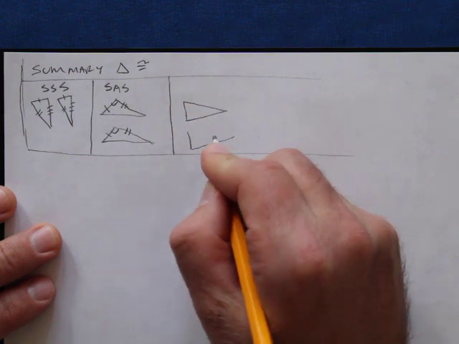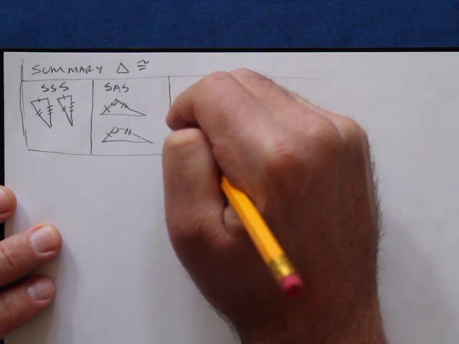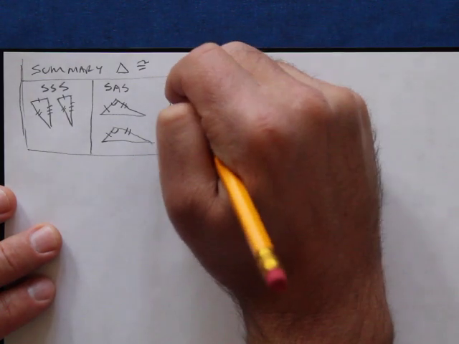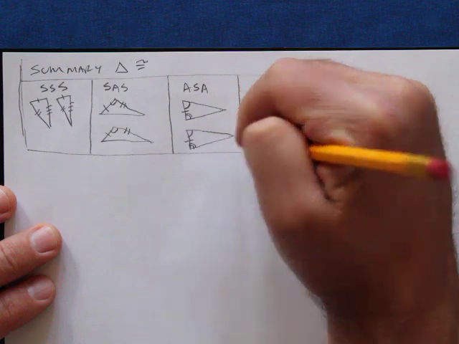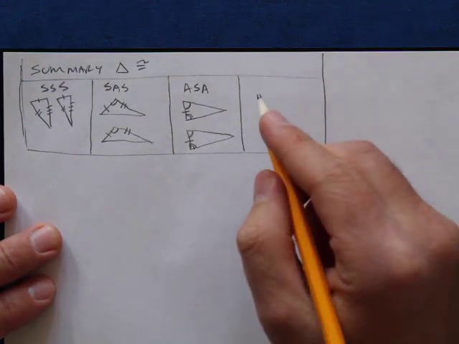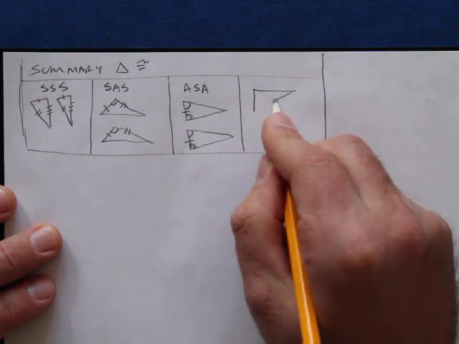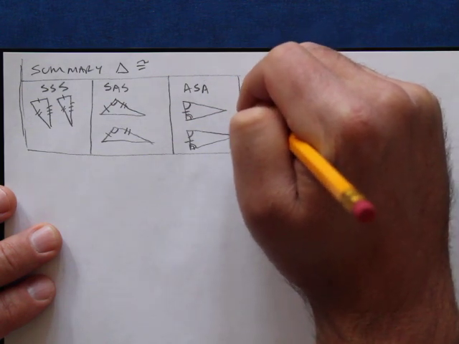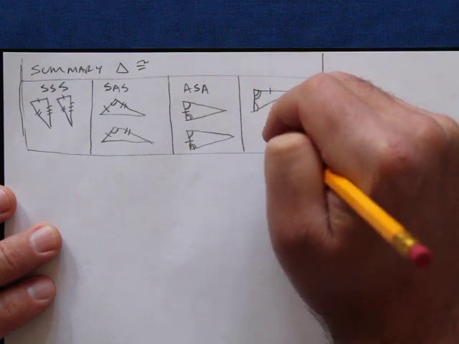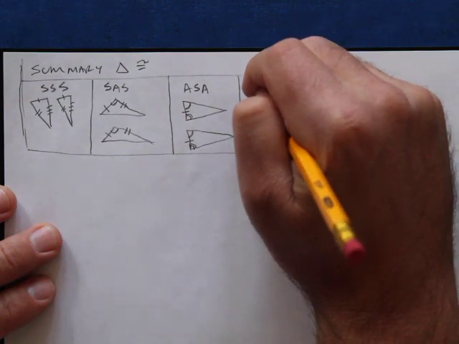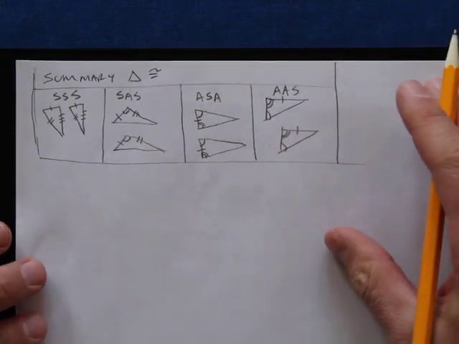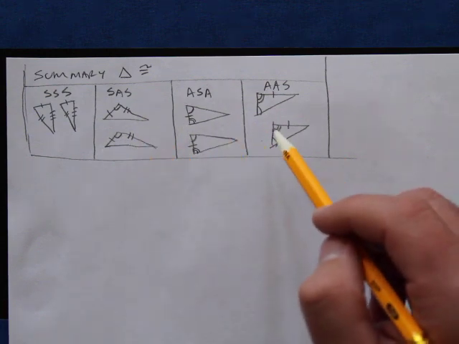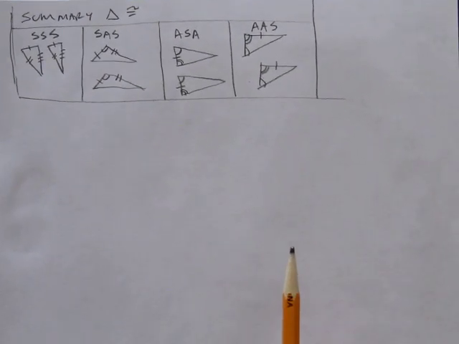Two more triangles here. And if I've got angle, side, angle, then I have angle, side, angle. And then one more. Oops. Angle, angle, side. Two angles and a non-included side. So these are our four main postulates or theorems that we're using to prove triangles are congruent.